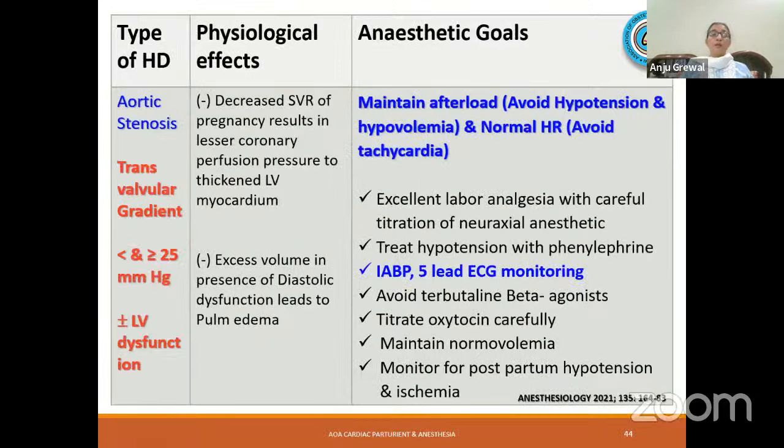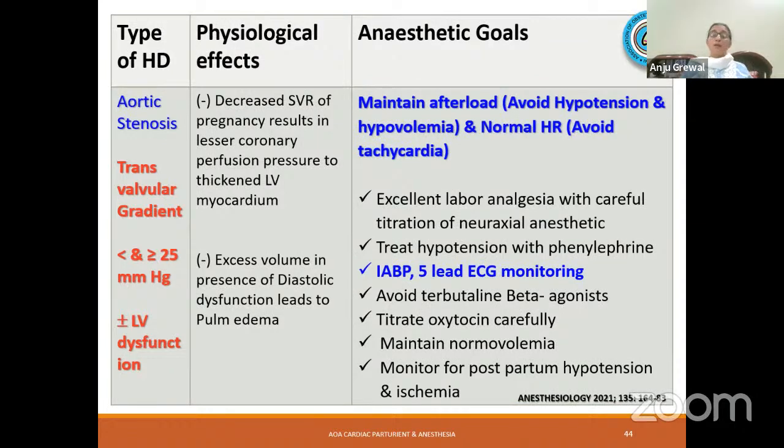And we all know we need to intubate, put this mother on controlled ventilation with PEEP, and then look after her there. Similarly, in aortic stenosis, we need to maintain afterload. So, afterload is very important here. We need to have normovolemia, but not hypervolemia, right? But the afterload needs to be maintained. Any hypotension or hypovolemia or any tachycardia occurring will actually compromise the coronary perfusion pressures and lead to ischemia in these patients.